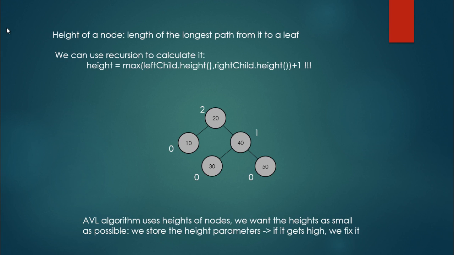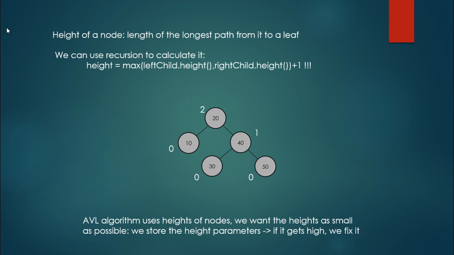So the leaf nodes, such as the 10, the 30, and the 50, have height value 0, because they are the leaf nodes. And we start from the bottom. Consider, for example, the 40 node. It has a left child 30 with height 0 and a right child 50 with height 0. We get the maximum of 0 and 0, which is 0, and we increment it by 1. So the height of the node 40 is going to be 1.